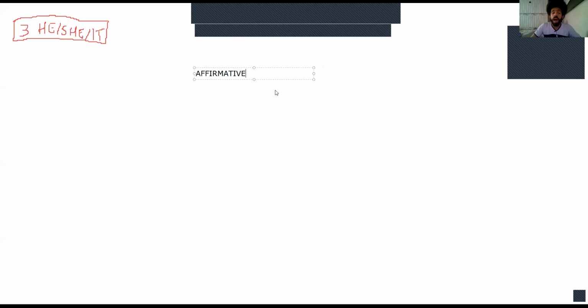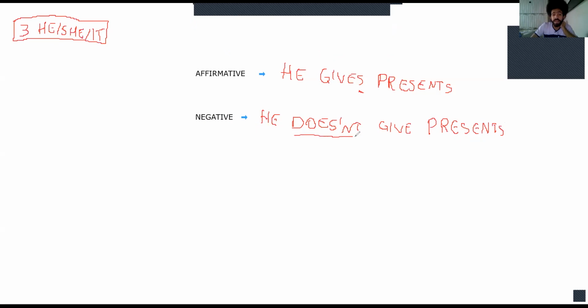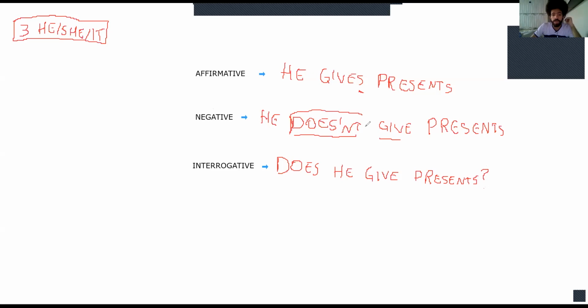A primeira delas é affirmative, que é basicamente o que a gente acabou de fazer. Então, he gives presents, affirmative. Second is the negative form, which is he doesn't give presents. Eu já vou explicar isso, deixa eu só passar para o terceiro tipo de frase, que é the interrogative form, which is does he give presents. In the negative and in the interrogative form, we have something similar, which is the auxiliary verb.